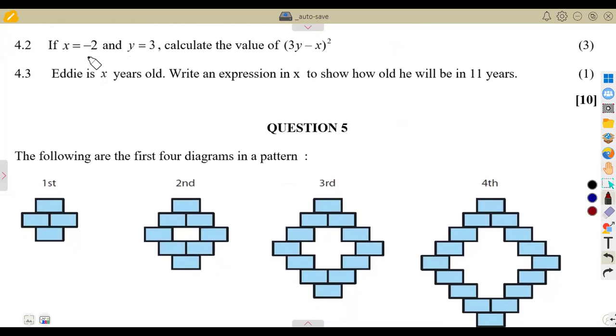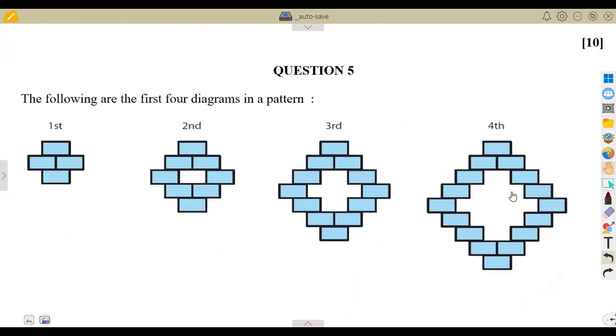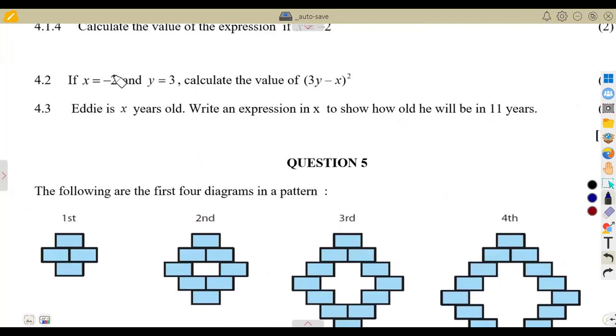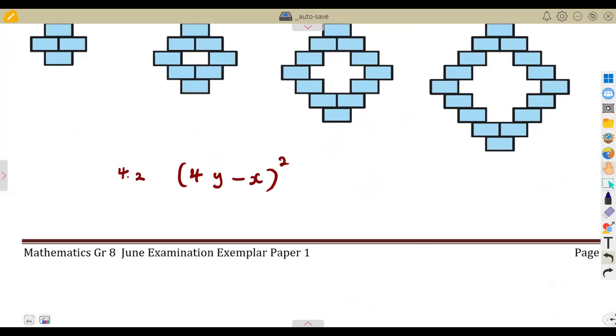If x is equal to -3, y is 3, calculate the value of this. So there you just need to substitute 3y minus x squared. So you are given, that is 4.2. So the expression that we are given there is 4y minus x to the exponent of 2. But we are given that x is supposed to be -2, y is supposed to be equal to 3. X is minus 2, whilst y is 3.